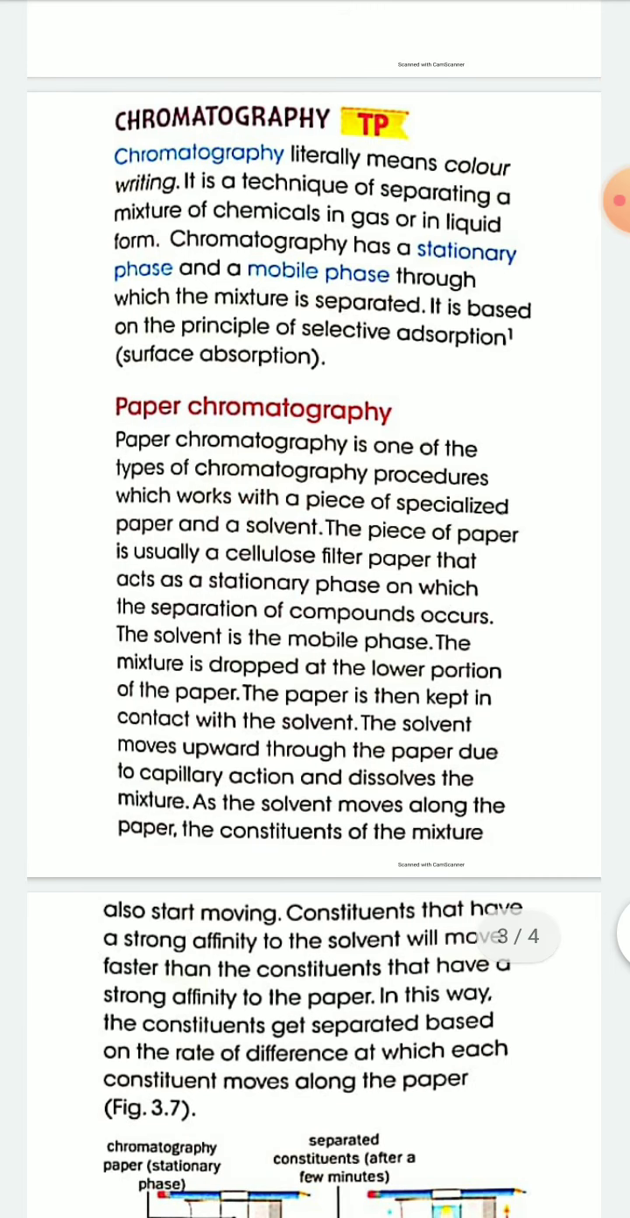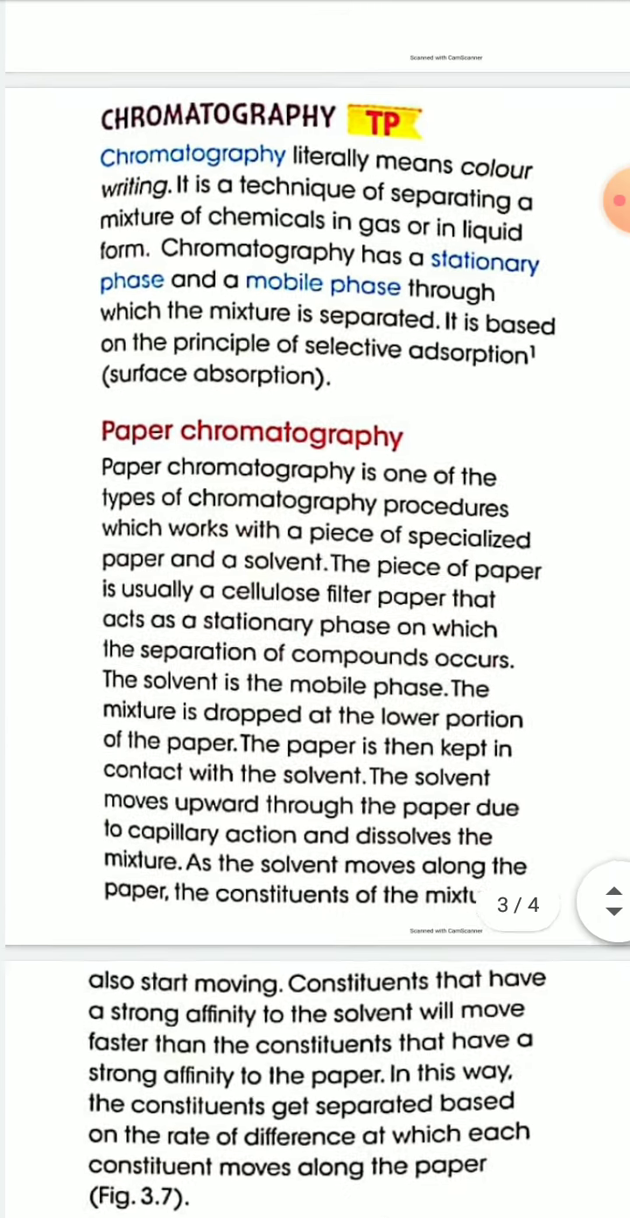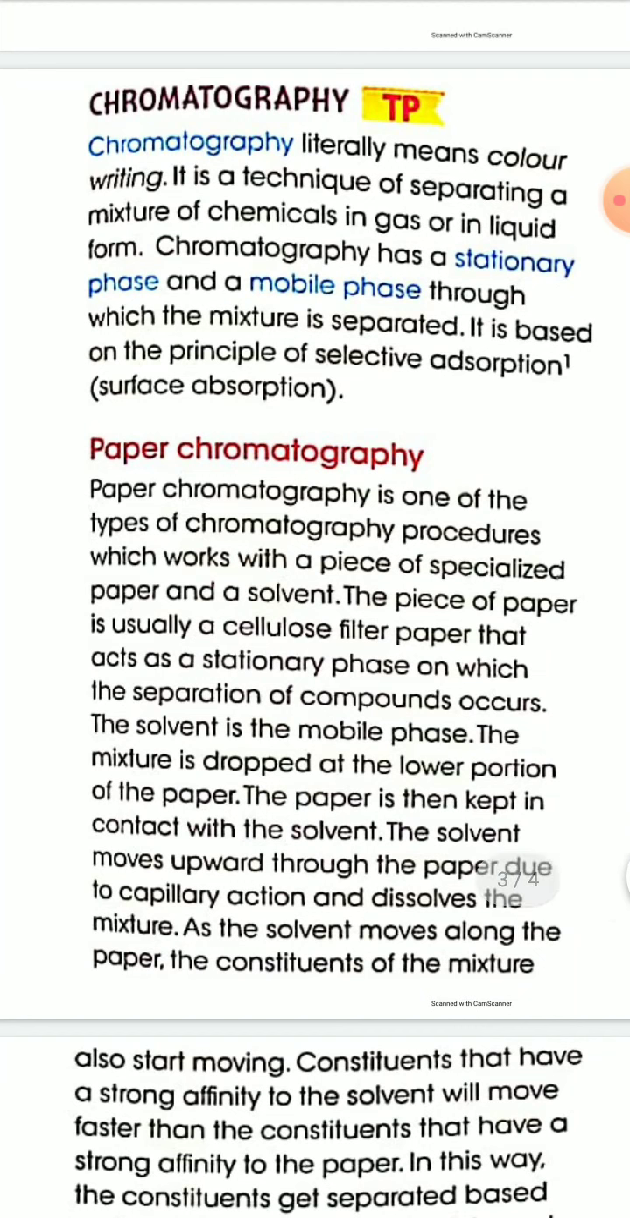Now, chromatography. It is a modern technique of separation. This technique is especially used to separate the components of a mixture when the mixture is in gaseous state or in liquid state. Chromatography literally means color writing. It is a technique of separating a mixture of chemicals in gas or liquid form.